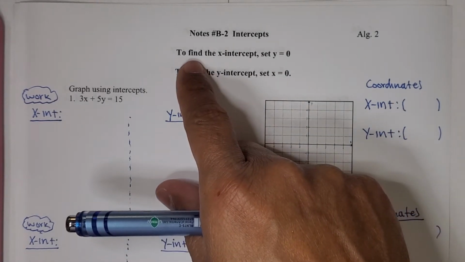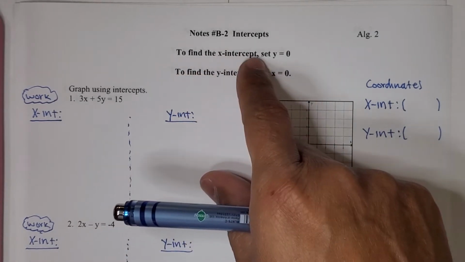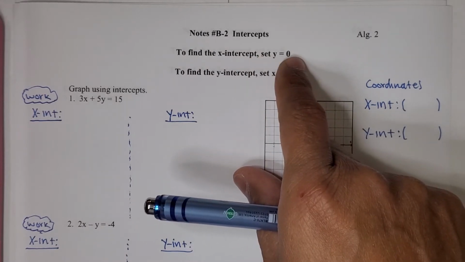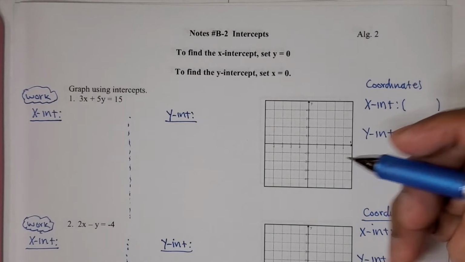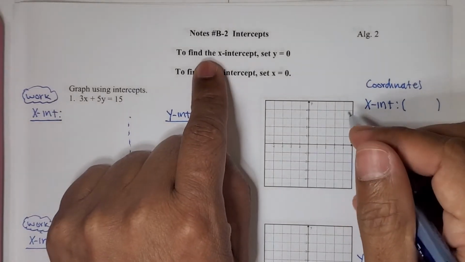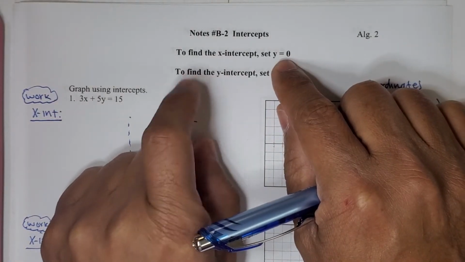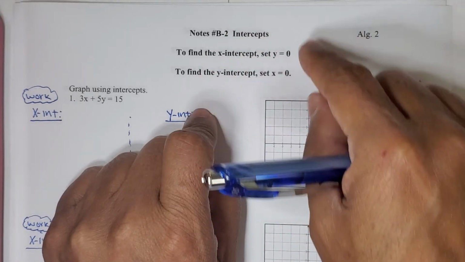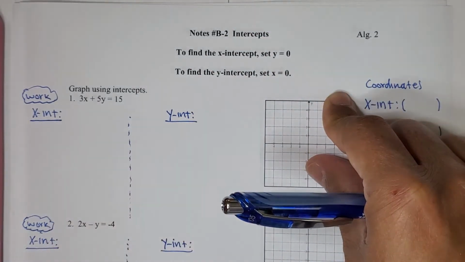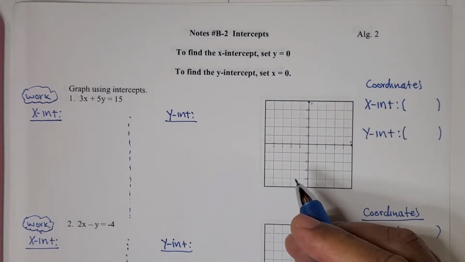In this lesson we're going to cover intercepts. This will help you review how to find x-intercepts and y-intercepts. For now you will only see one of each for linear equations. To find the x-intercept you set y equal to 0, and to find the y-intercept you set x equal to 0. Maybe that doesn't make any sense for now, but once I go over the examples I think it'll come back to you.